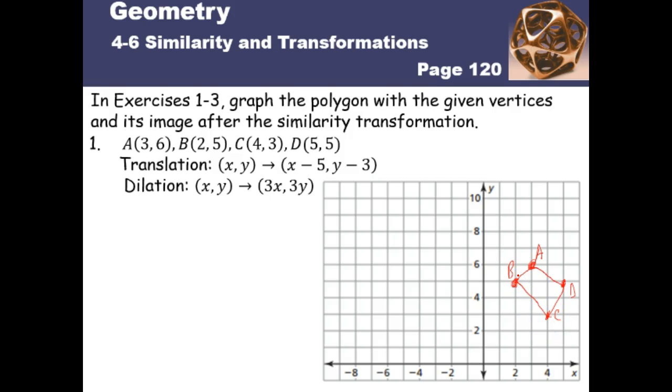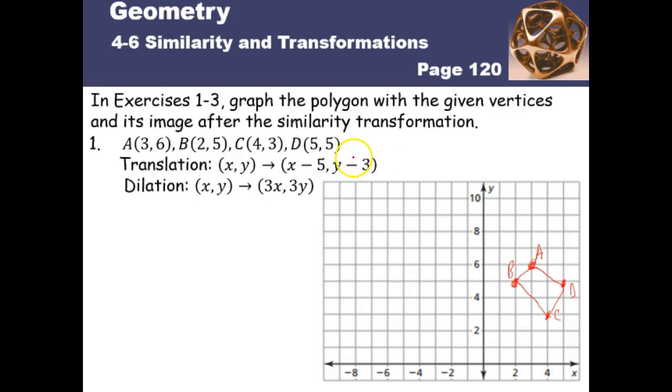So A is (3, 6), so I went right 3, up 6, 1, 2, 3, 4, 5, 6, yep. B is (2, 5), so over 2, up 5, 1, 2, 3, 4, 5. C is over 4, up 3, 1, 2, 3, 4, 1, 2, 3. And D is over 5, up 5, so over 5, 1, 2, 3, 4, 5, up 5. Okay, so now we have to translate it.